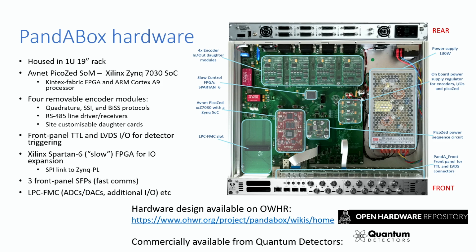On the front panel we have TTL and LVDS inputs and outputs for detector triggering. And we also have a Spartan 6. Basically, we were running out of pins on the original Zynq, so we put in a Spartan 6 to act as I/O expansion. Then SFPs on the front for communication, and also an LPC FMC socket.